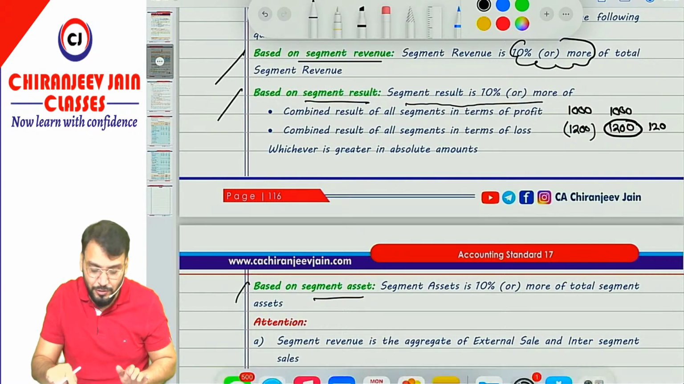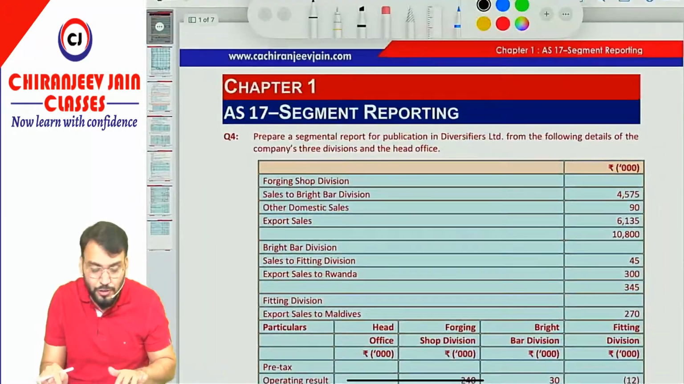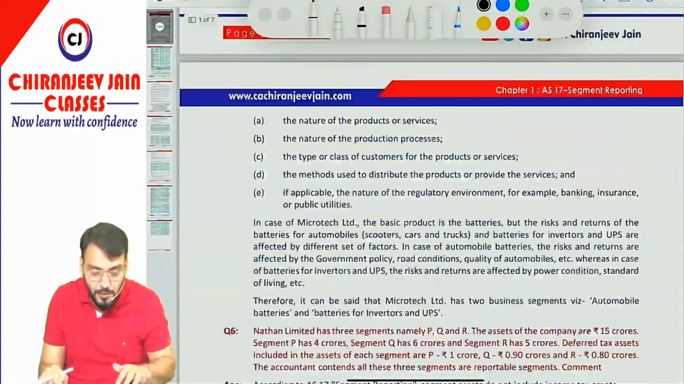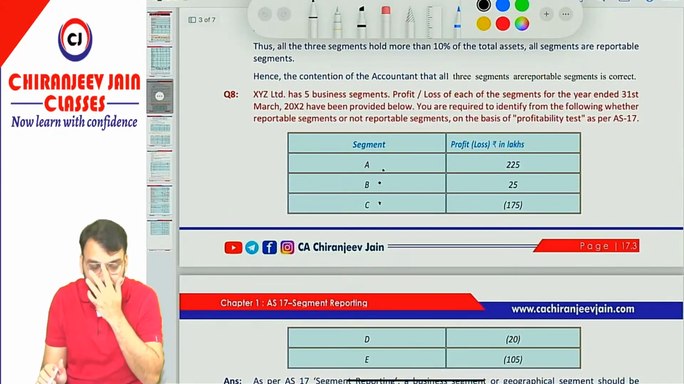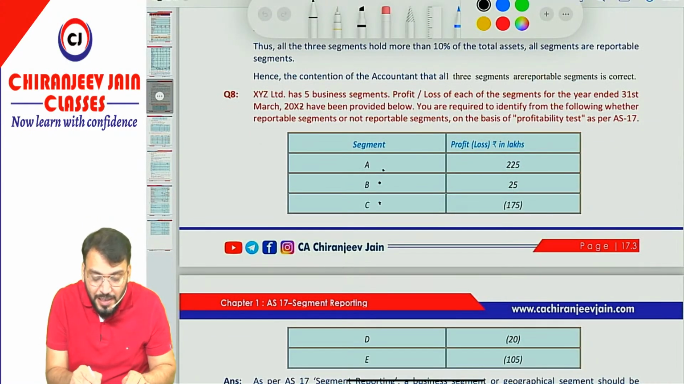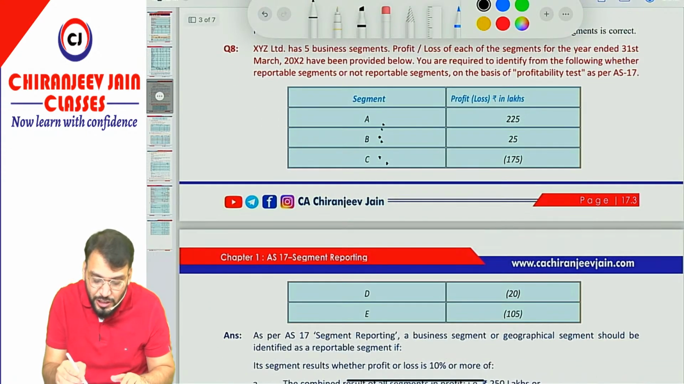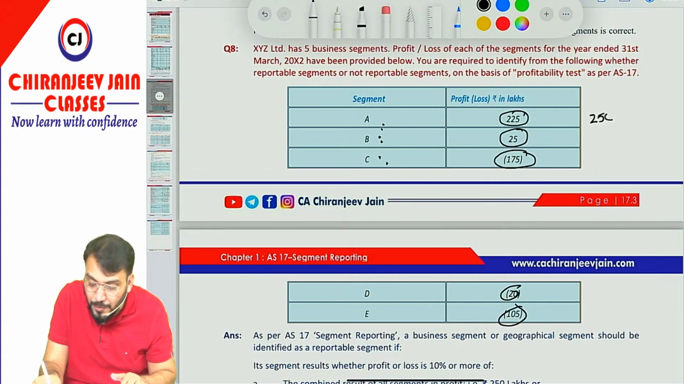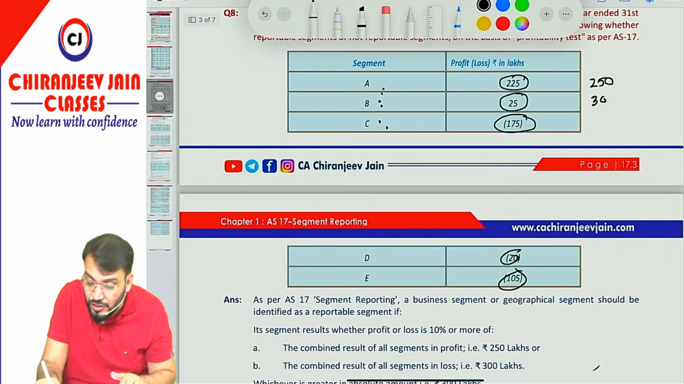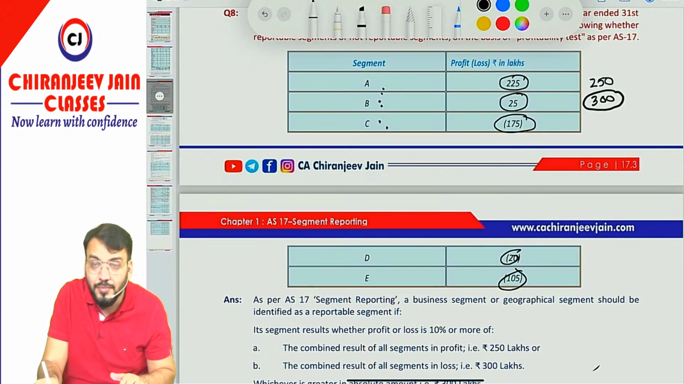Understood? Let me take one question. Come to question number 8. XYZ has 5 business segments. Profit or loss of each segment is given. You can see A, B, C, D, E, and they have given profit or loss. Profit has been given for A, B, and loss has been given for C, D, E. So can you give me the total profit? Total profit is 250. What is the total loss? Total loss is 300. Whichever is greater, so greater is 300.